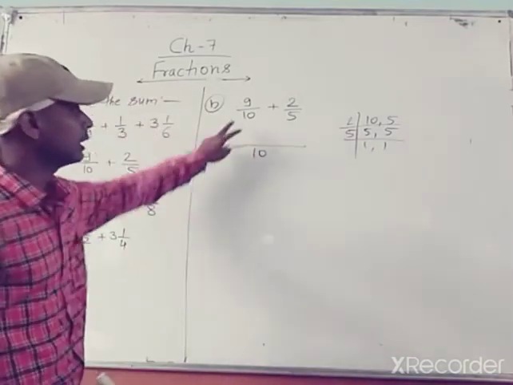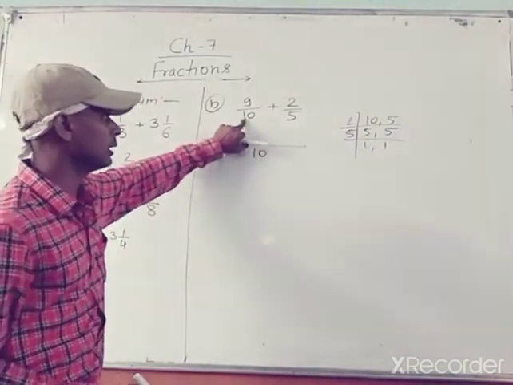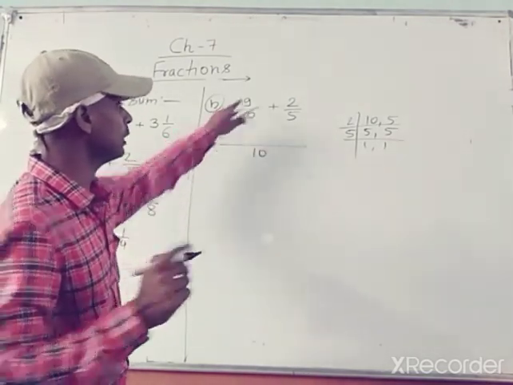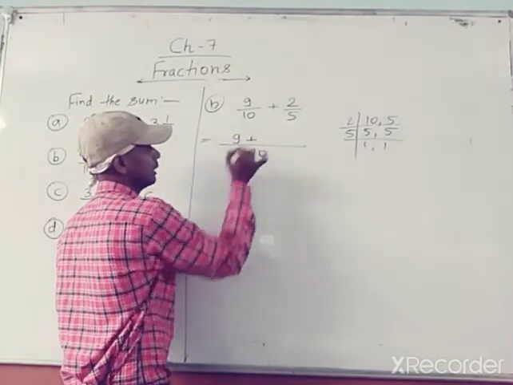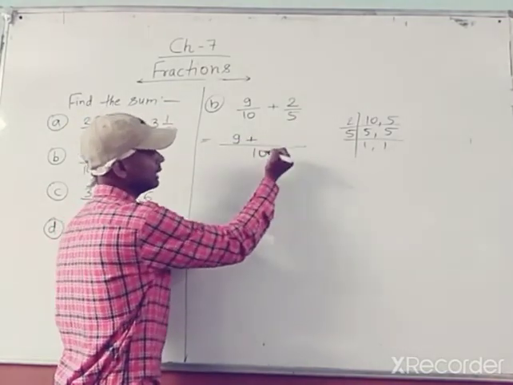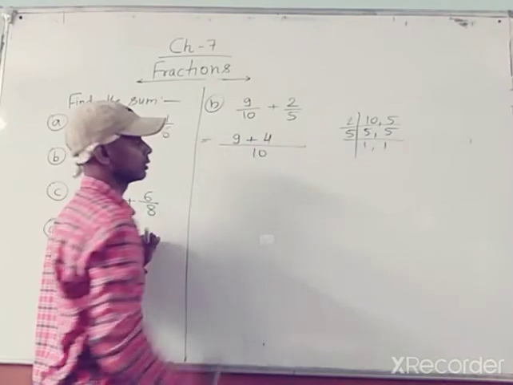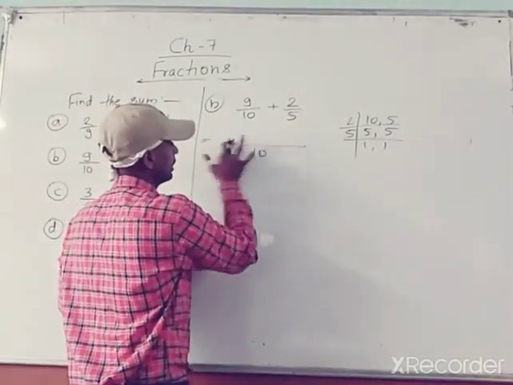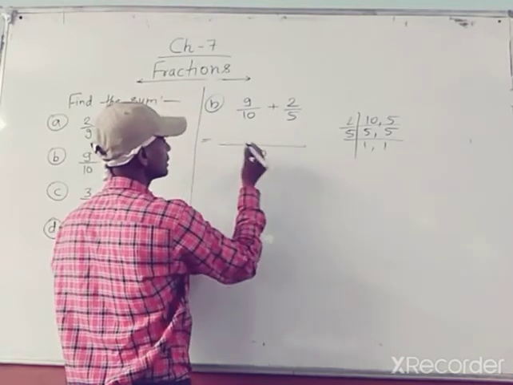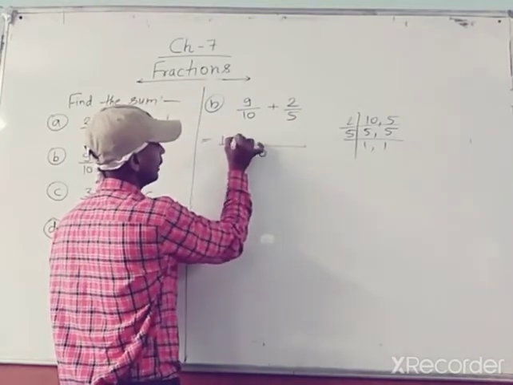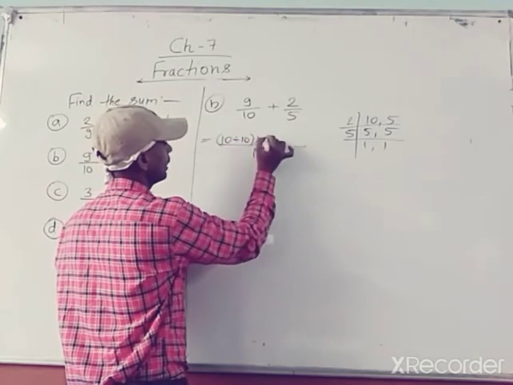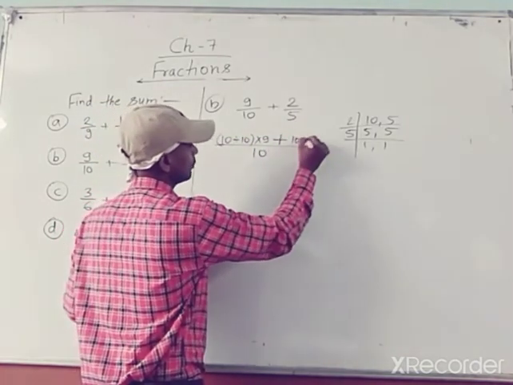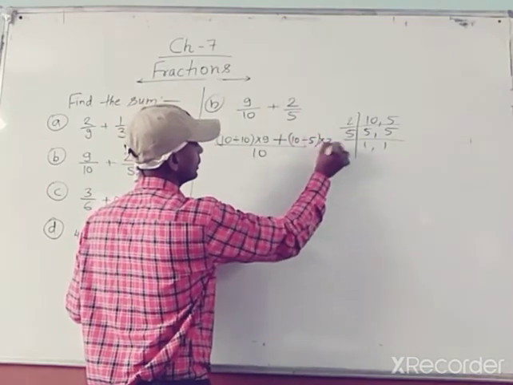Now you know that we divide the LCM by the denominator: 10 1s are 10 and multiply 1 into 9, plus 5 2s are 10 and 2 2s are 4. Is it clear? See, we are going to do it step by step. Then see again, 10 divided by 10 multiplied by 9, plus 10 divided by 5 multiplied by 2.